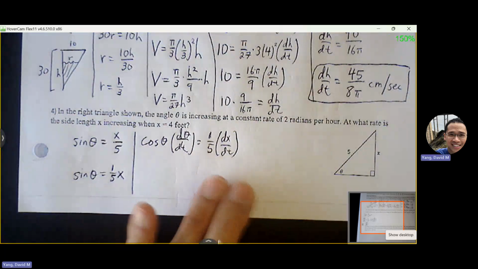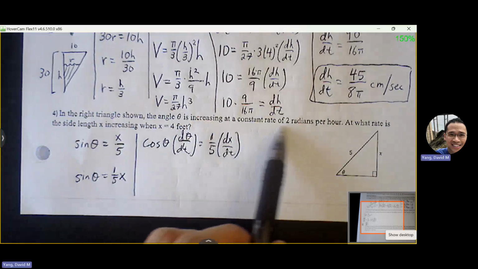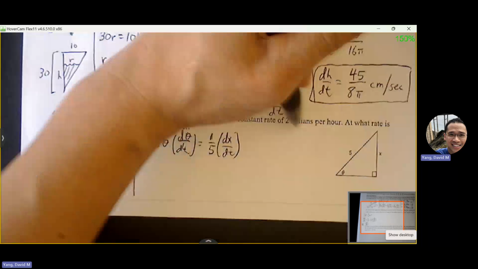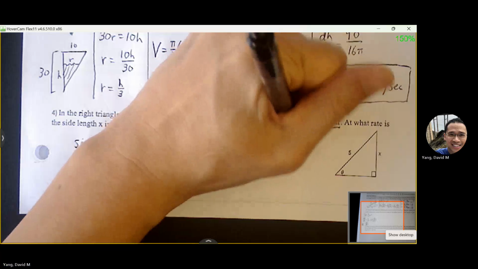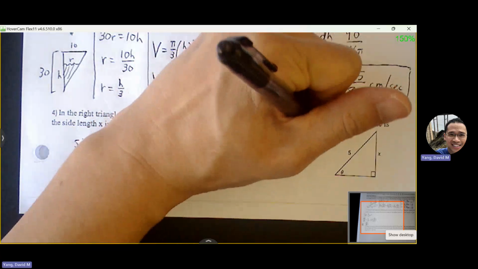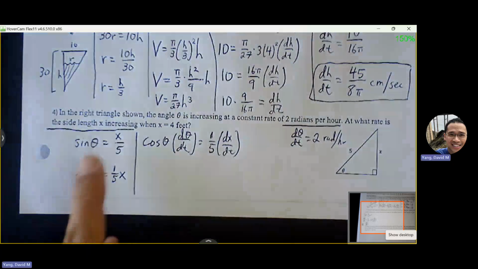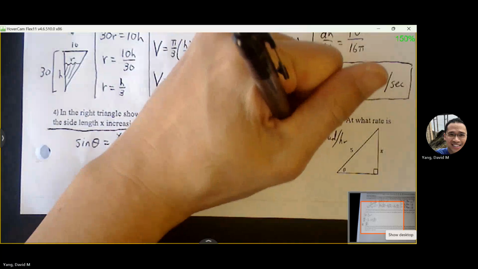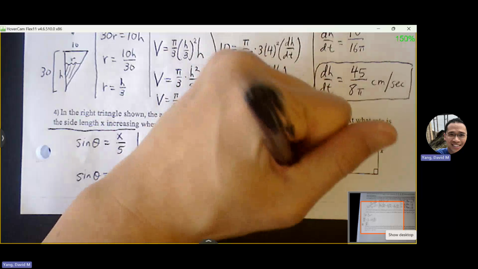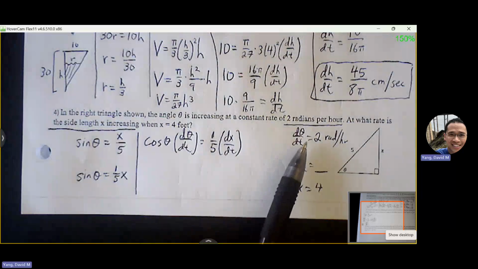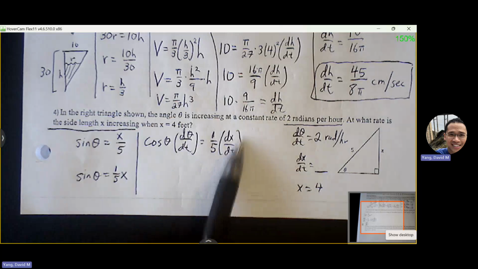Okay, any questions so far? All right, let's see what we're given here. Angle theta is increasing at a constant rate of 2 radians per hour. What can we assign this to be? d theta dt, okay. It's increasing, so we do want positive. At what rate is the side length increasing? What are we looking for? dx dt. When x is 4 feet, okay, when x is 4 feet. So we can plug in 2 in for d theta dt, that's great. We're looking for dx dt, that's good, that variable is here.